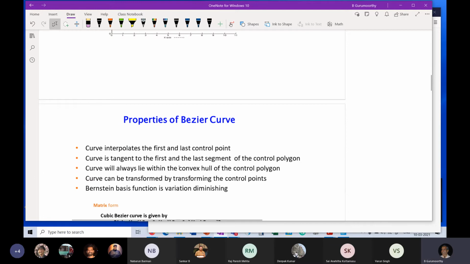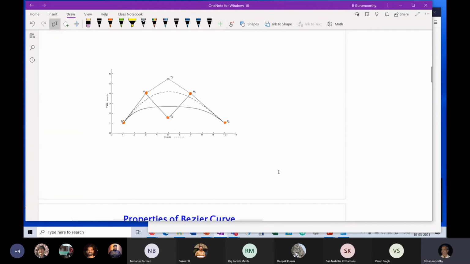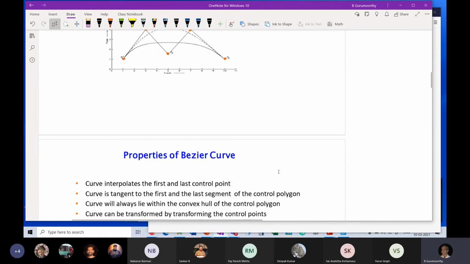Again, the curve is tangent to the first and the last segment of the control polygon. This again is true no matter what n you choose. It will always take off tangential to the first polygon leg, P0, P1. It will always arrive tangential to the last polygon leg, Pn, Pn minus 1. Okay, so that's again always true.